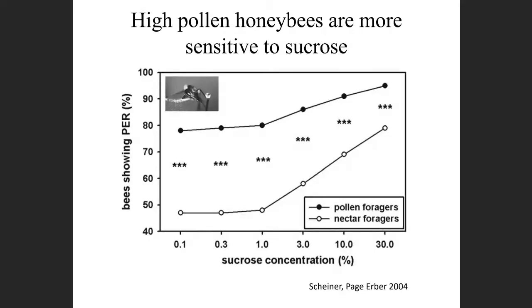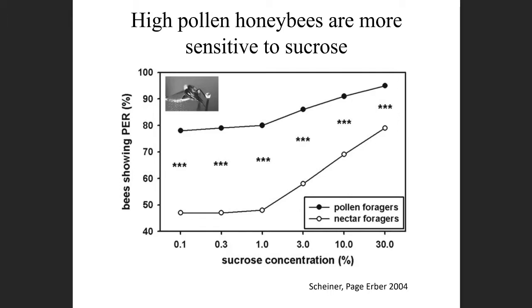And it's fascinating because what we've learned is how colony level behaviors depend on individual level traits. And in this case, it's the sensitivity to sugar. So high pollen honeybees are more sensitive to sugar.